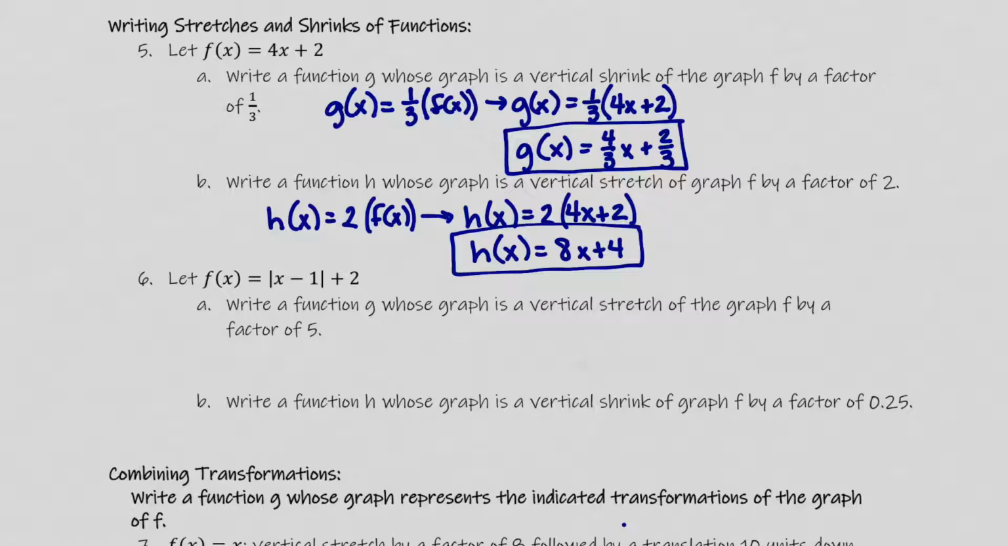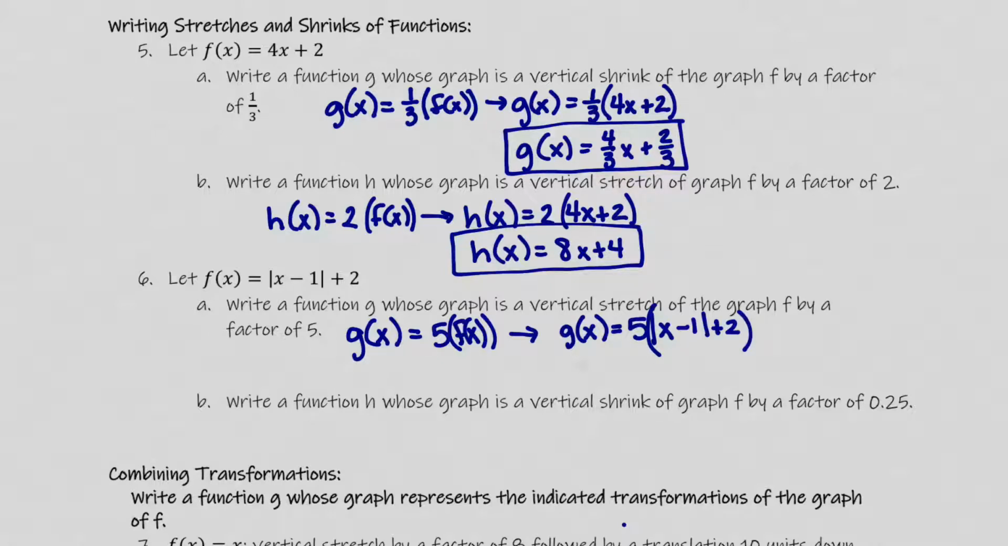All right, now number 6. Number 5 was linear. Number 6 is doing the same thing, only with absolute value. So we want to write a function g that is a vertical stretch of the graph f by a factor of 5. So g of x is going to be 5 times f of x. Whoops, forgetting parentheses there. So g of x is 5 times the absolute value of x minus 1, and I should put this in parentheses, plus 2.